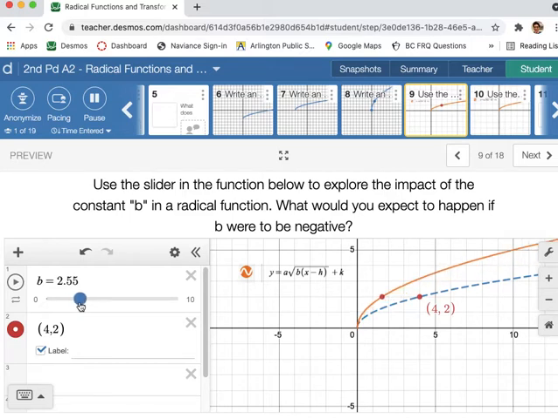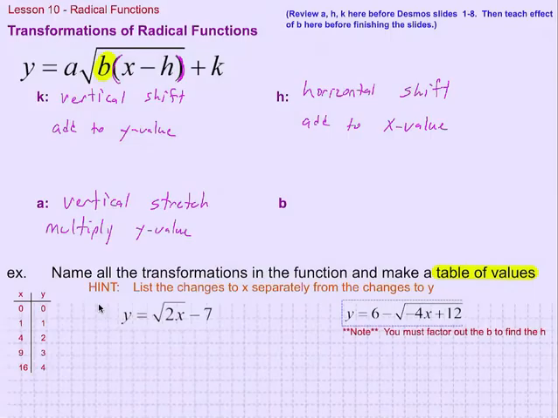What you're doing is you're squishing that orange graph together. You're compressing it. And that's what that B is called. It is called the horizontal compression.